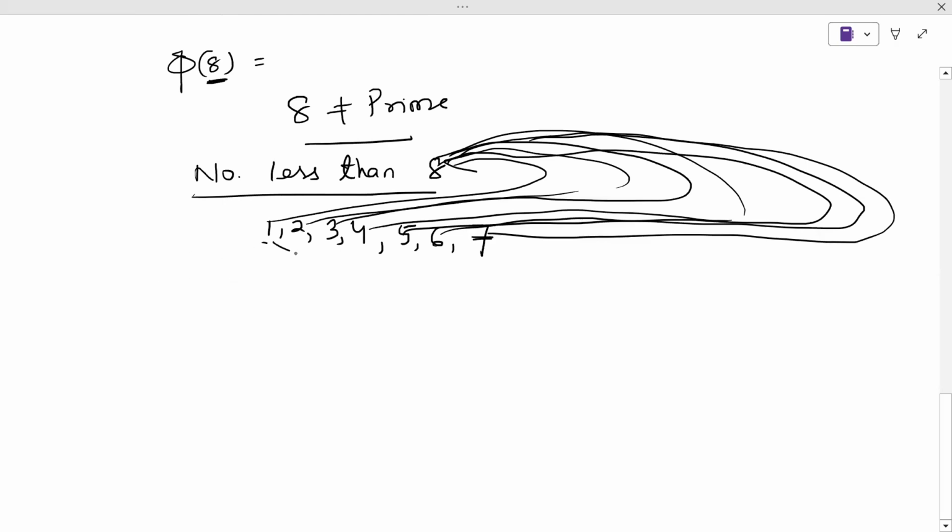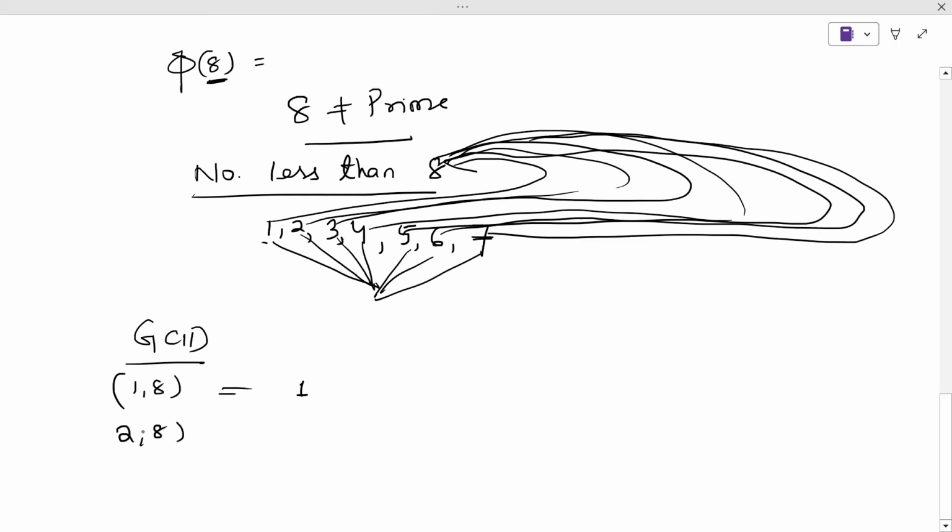Compute the GCD of all values that are not prime. So GCD(1, 8) is equal to 1. GCD(2, 8) is equal to 4. GCD(3, 8) is equal to 24.